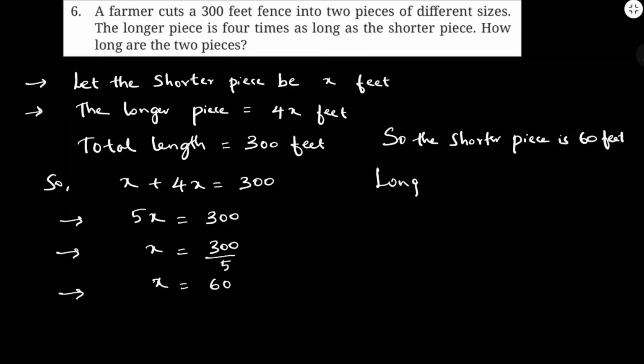The longer piece is 4 times x, 4x we consider, so 4 into 60 is 240 feet. 240 feet.